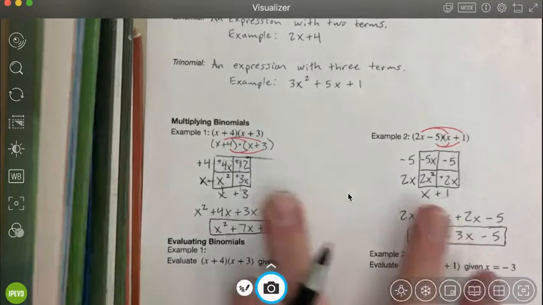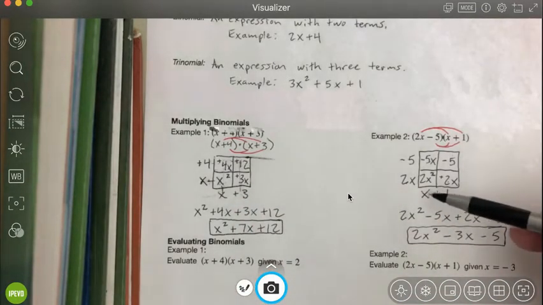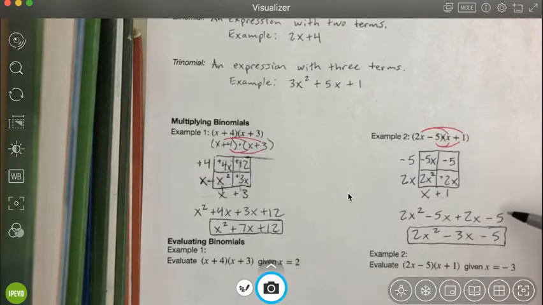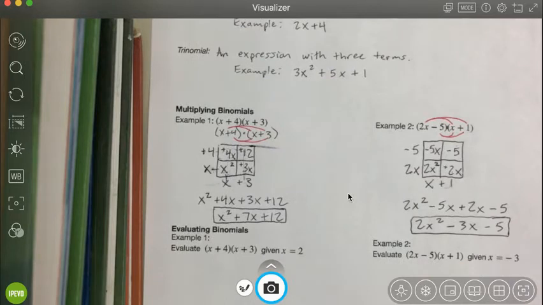So really, you're creating your box, which helps you figure out all the multiplication that's happening here. And then once you have all 4 terms, you can write them out in a string, and then you can simplify to get your final trinomial.